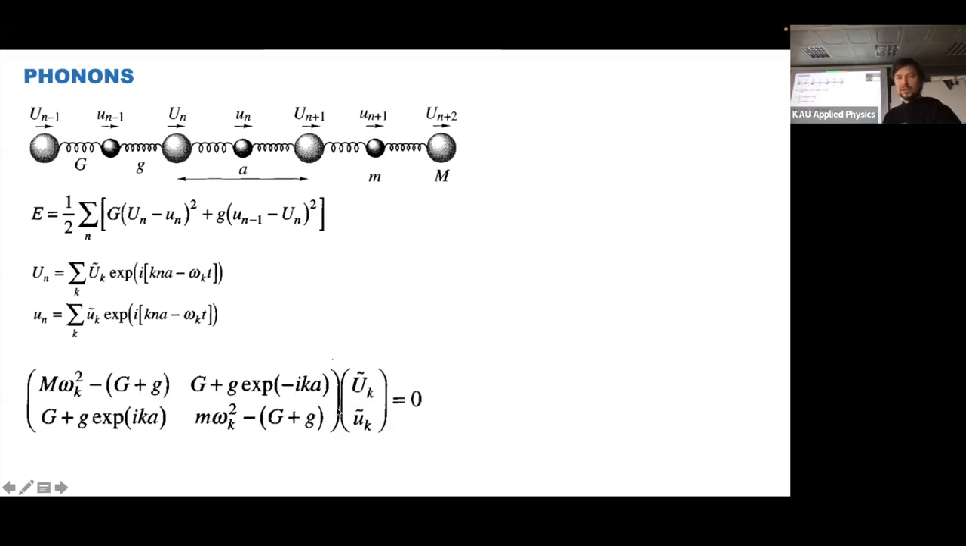And now we have this equation. It is also called the secular equation.